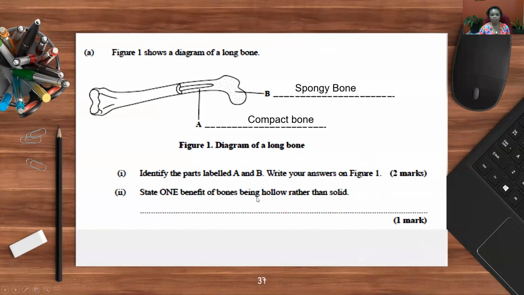State one benefit of bones being hollow rather than solid. Hollow bones are lighter for movement. So that is a benefit or an advantage of bones being hollow. And it's the reason birds can fly, because they tend to have more hollow bones, right? So that makes them way lighter. We wouldn't be able to do that, as our bones are much more dense.